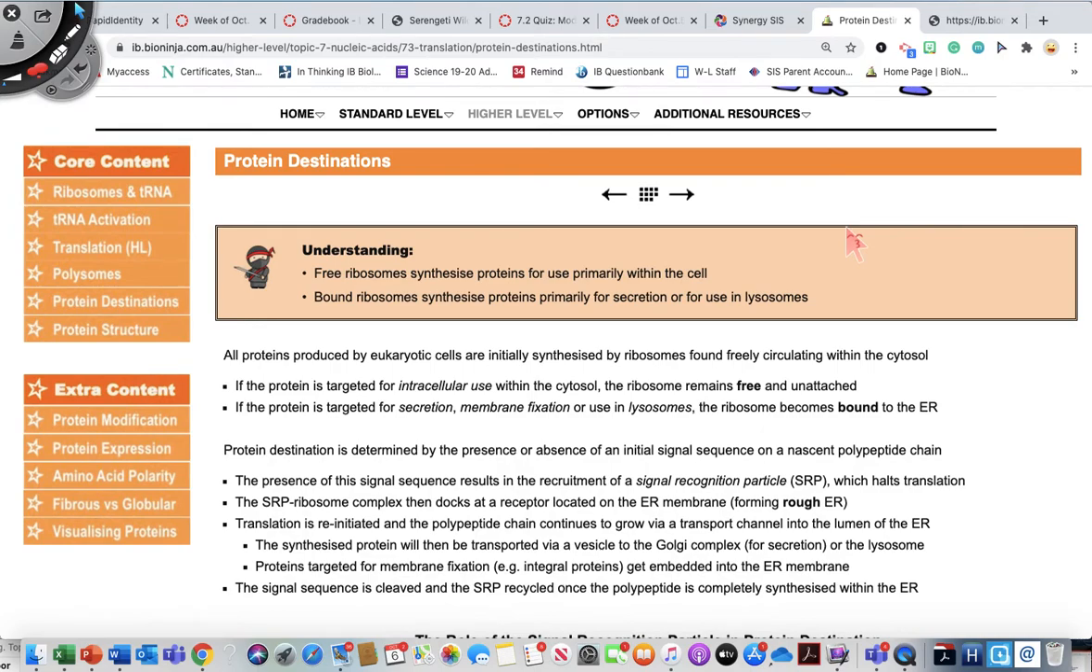Hello everyone. So today we're going to continue 7.3. This is going to be the last topic within 7.3. So we're going to talk about protein destination and protein structure.